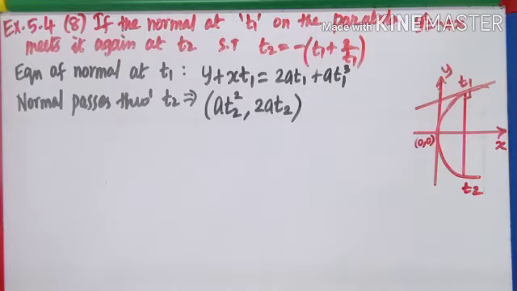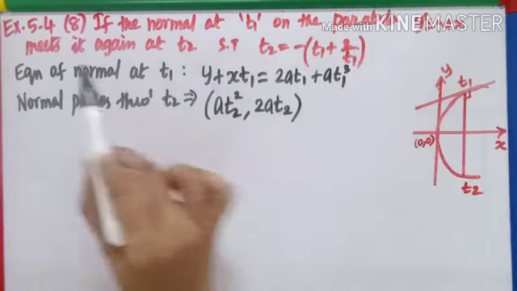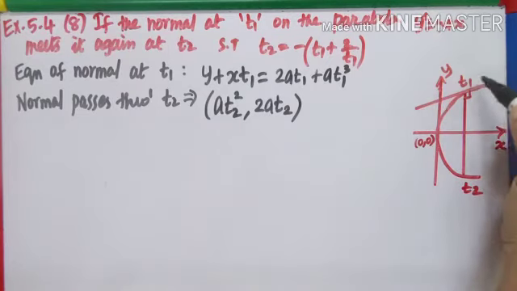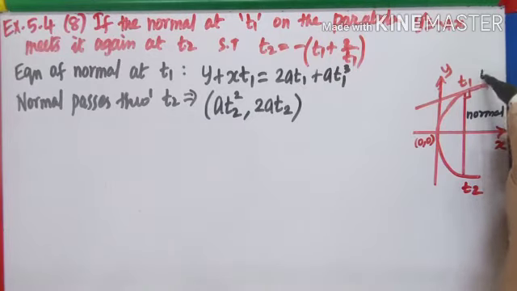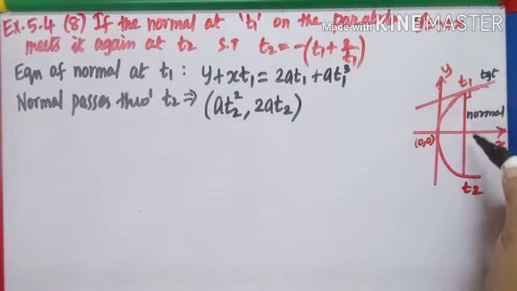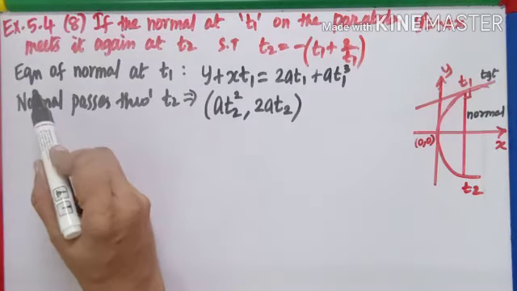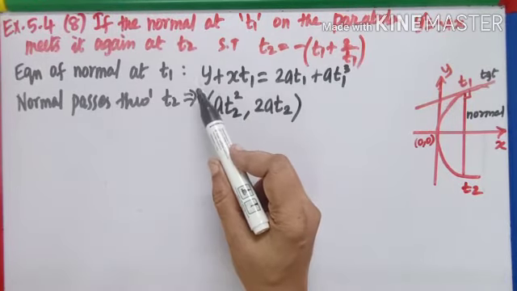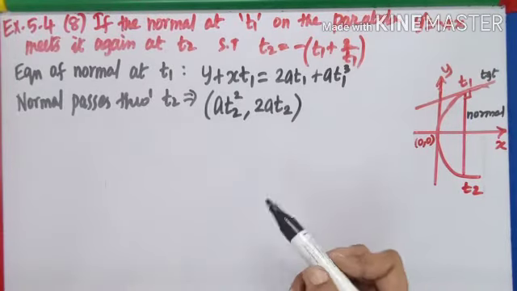Exercise 5.4, question number 8. If the normal at T1 on the parabola meets it again at T2. We have drawn a tangent at T1 and this is a normal, a line perpendicular to the tangent. This normal meets the curve again at T2. Then we need to show some condition. We need to remember the equation of the normal at T1 formula. Equation of normal at T1 is y plus x T1 equals 2aT1 plus aT1 cube.